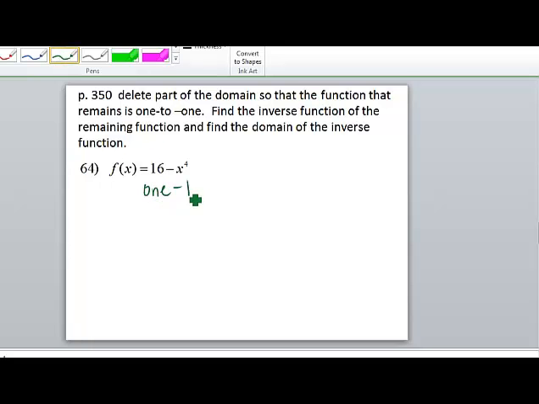So the domain we're going to be using is that this is 1 to 1 for x greater than or equal to 0. So now I'll go ahead and find my inverse function.